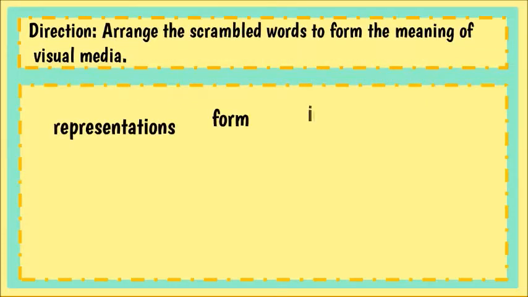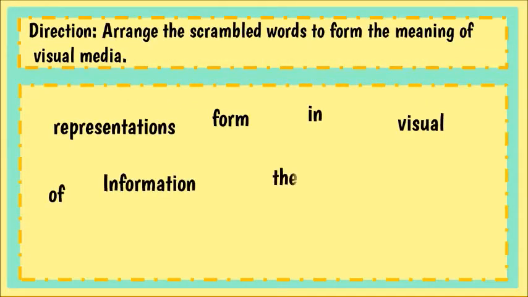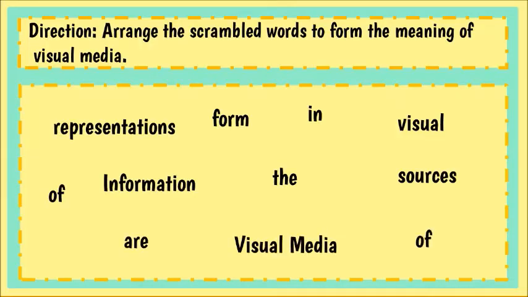Since you have learned the meaning and types of visual media, let us now proceed to our exercises. For exercise number one, arrange the scrambled words to form the meaning of visual media. Write your answer on a piece of paper. You can pause the video if you need more time. Your time starts now.